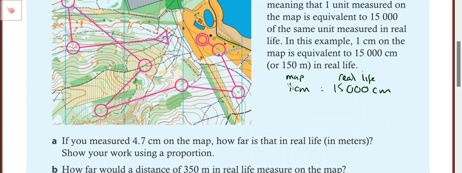Now equally, on the map, if the map was big enough, I could say 1 metre measured on the map is 15,000 metres in real life. One millimetre, a tiny little measurement, is the same as 15,000 millimetres in real life.